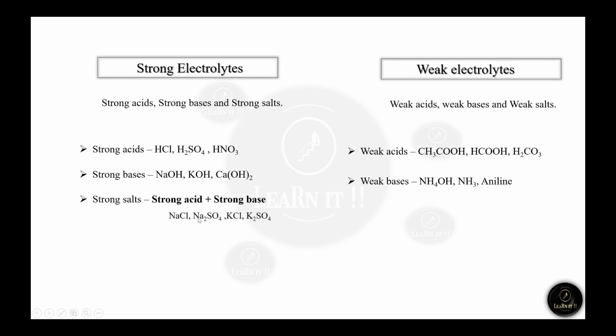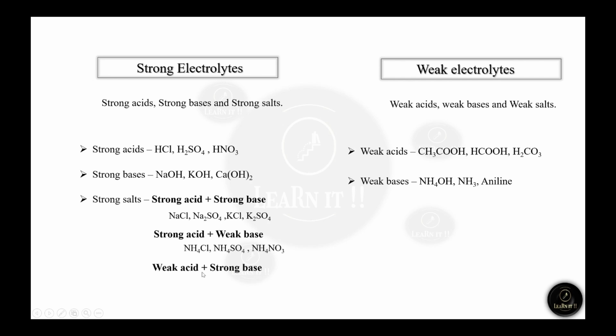Like that, sodium sulfate, potassium chloride, potassium sulfate, these all are salts of strong acid and strong base. Salts of strong acid and weak base are also strong salts. Examples include ammonium chloride, ammonium sulfate, ammonium nitrate. These compounds are made up of strong acid and weak base. That's why they are strong salts.